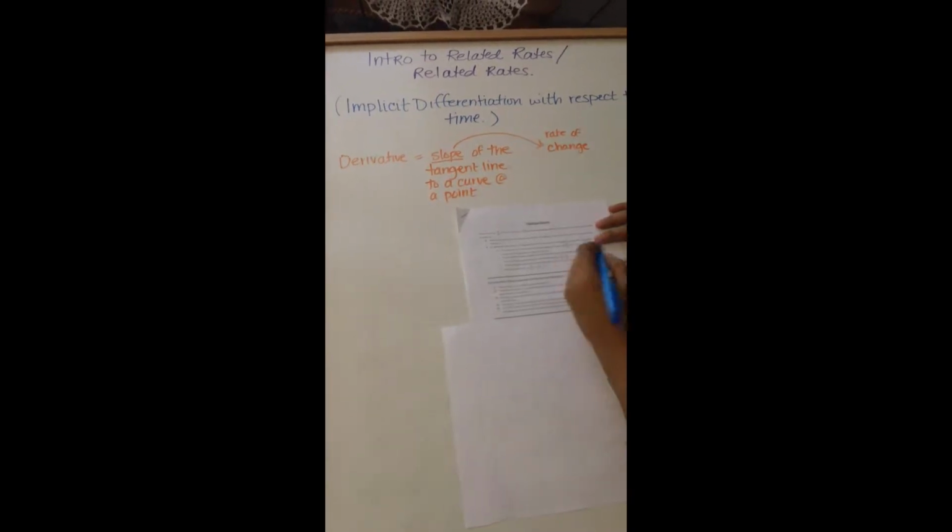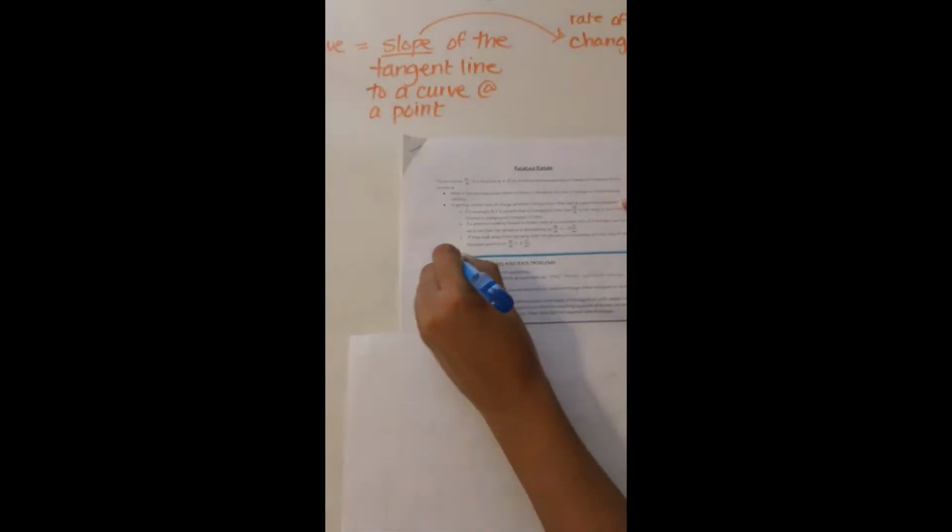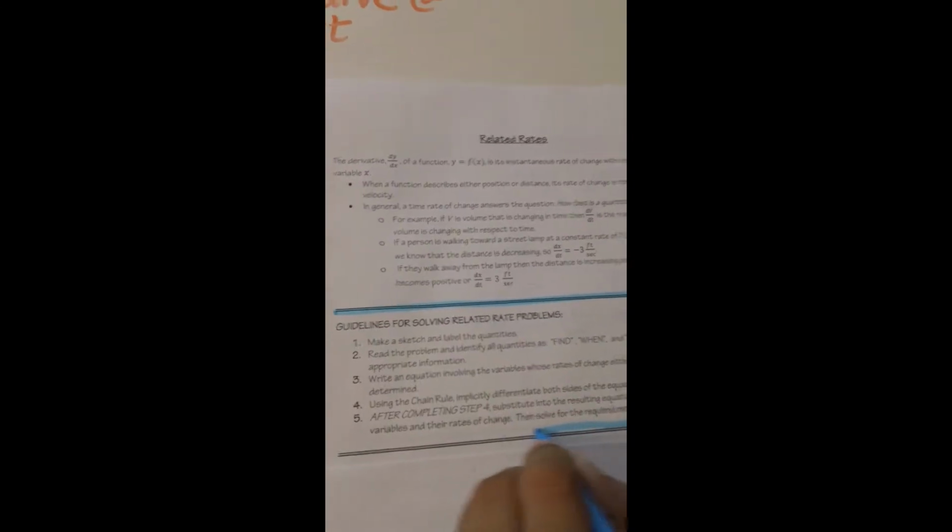What you do need to highlight is this box right here, which is the guidelines for solving related rates problems. And you guys already have these notes. All they say is, they give you a procedure to solve related rates problems.